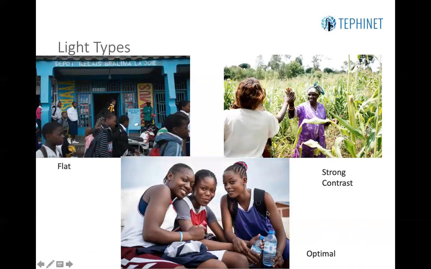And then in the evening, around 4, 5, 6 o'clock, you have optimal lighting, which also happens in the morning or on cloudy days, where you can see rich skin tones, rich colors, and it's optimal lighting because the sun is hitting their faces directly as opposed to coming from above.